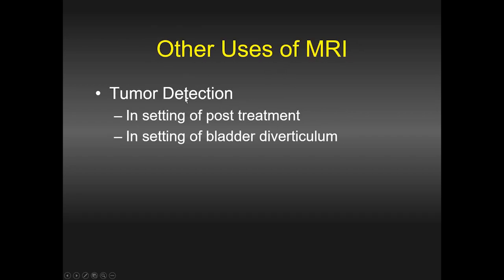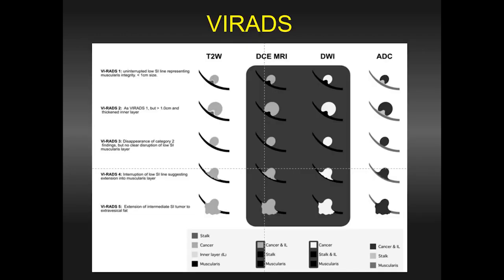The other uses of MR clearly are in the setting of post-treatment. So once patient has undergone therapy, and then also in terms of looking at the bladder diverticulum and tumors within the diverticulum, because these can be blind spots for the urologist. And I'll show you examples of how that is done.